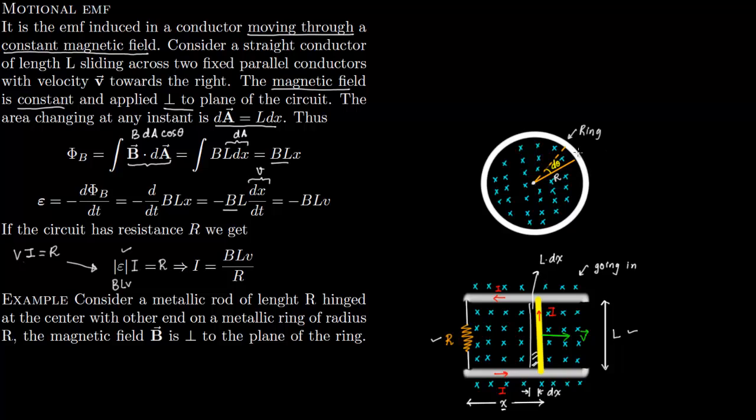Now this is the small change in area. Basically this rod is hinged at the center and the other end is at the metallic ring, as in the figure. The magnetic field is perpendicular to the plane of the ring, and this rod is, say, revolving in this direction. This was its initial position, this is its final position. So the small change in area is the small area of this sector.